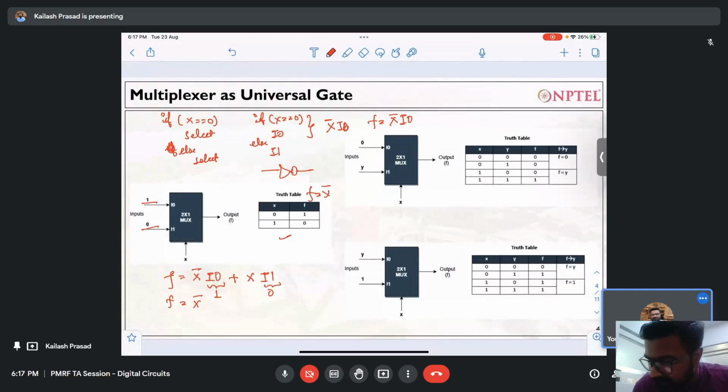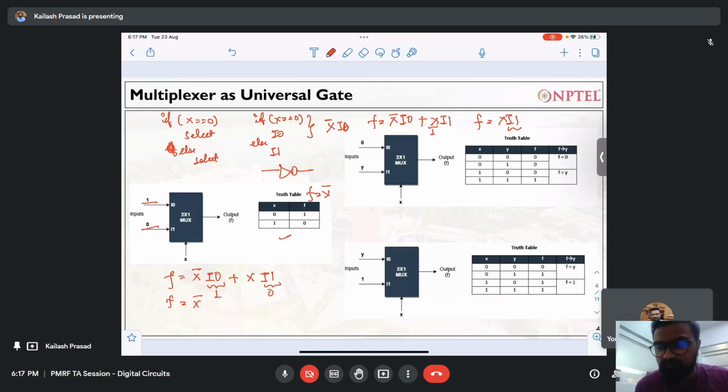So that is the first part. Similarly, if you want to select I1 when x is equal to 1, you can write x I1. Whenever x is equal to 1, I select I1. I've just combined both of them: x bar I0 plus x I1. You can use a K-map, but this is a very simple approach by which you can design a multiplexer, or write the expression of a multiplexer. Is that clear?